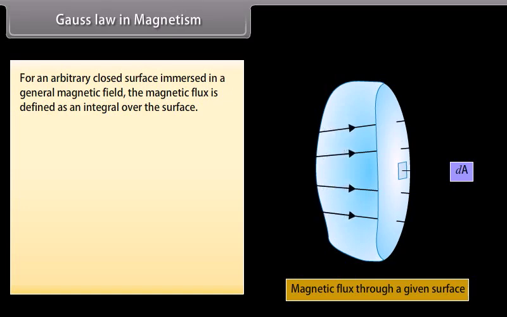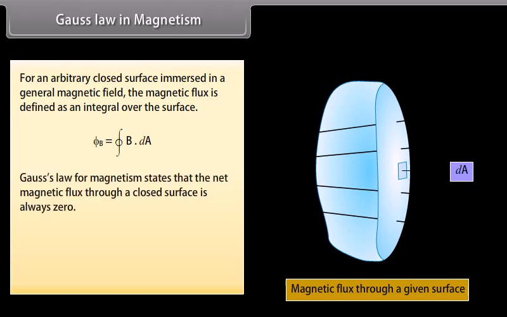For an arbitrary closed surface immersed in a general magnetic field, the magnetic flux is defined as an integral over the surface. Phi B is equal to the closed integral of B dot dA. Gauss's law of magnetism states that the net magnetic flux through a closed surface is always zero. Closed integral of B dot dA is equal to 0. The SI unit of magnetic flux is Weber.